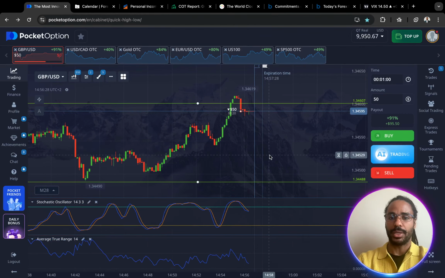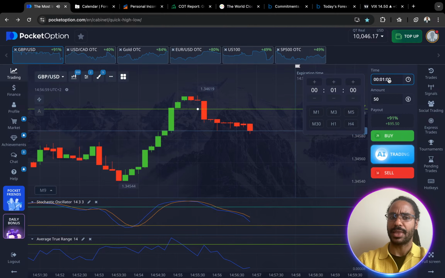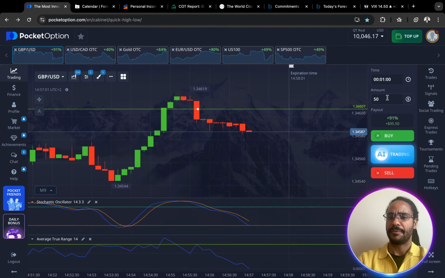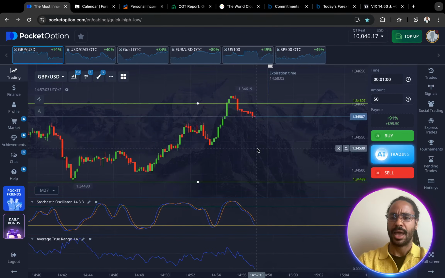Okay, there you have it, guys. $95. We have 4 more rounds. Reduce that to the 15 second if you can, and you can keep doing that until we hit the lower boundary. Go to the USD card and do the same.